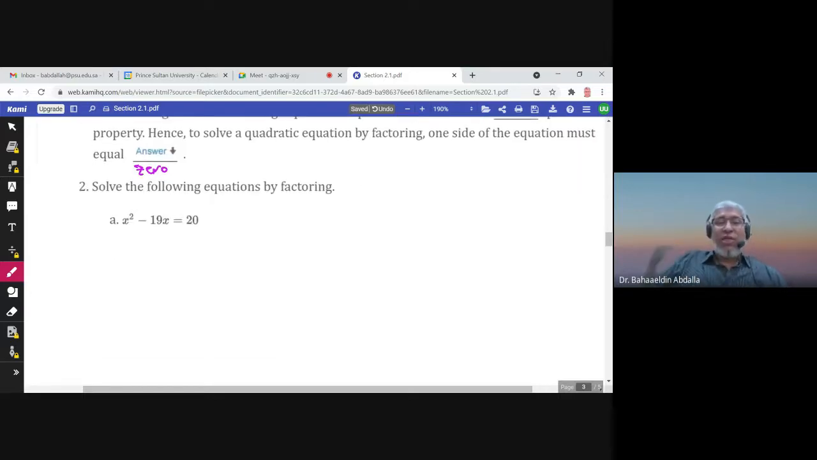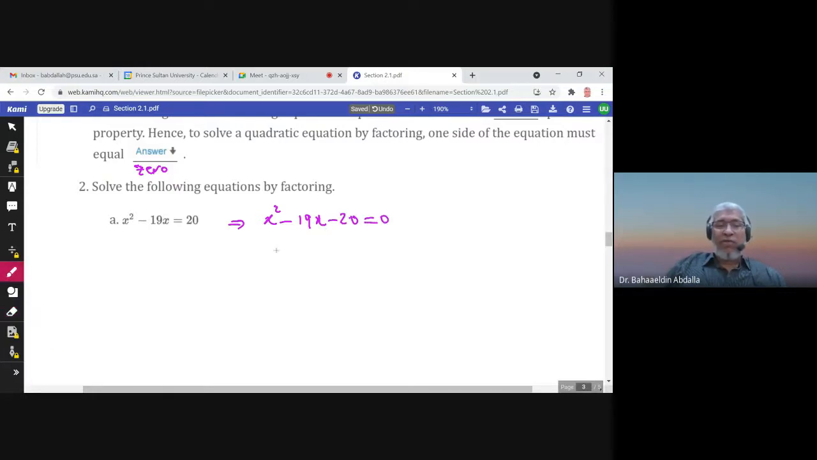This is an example. Solve the following equations by factoring. So to solve this equation, I will take the number to the other side, making the right-hand side 0.